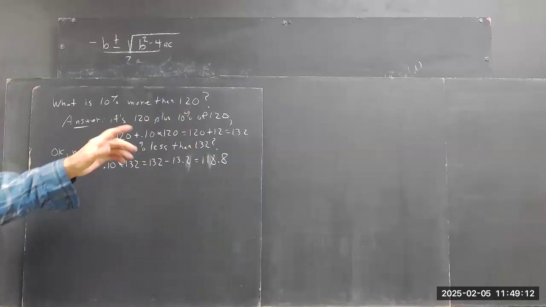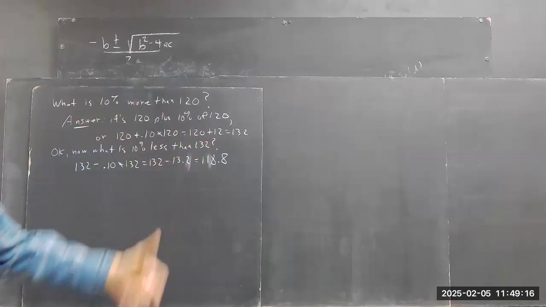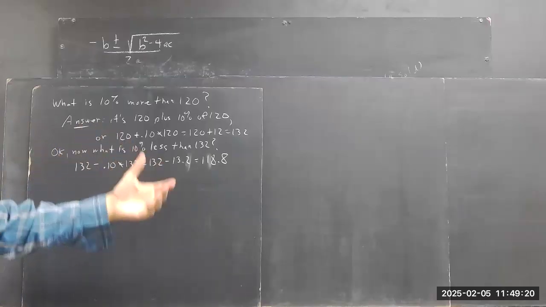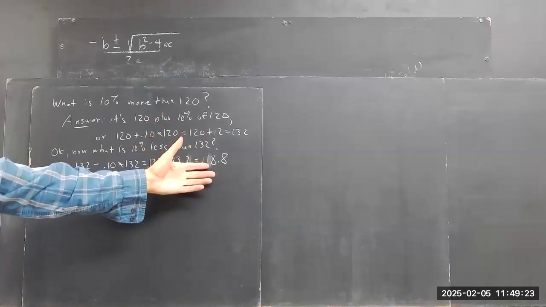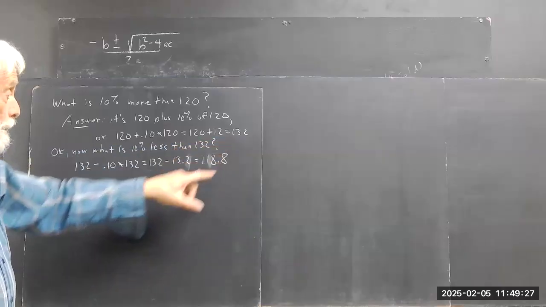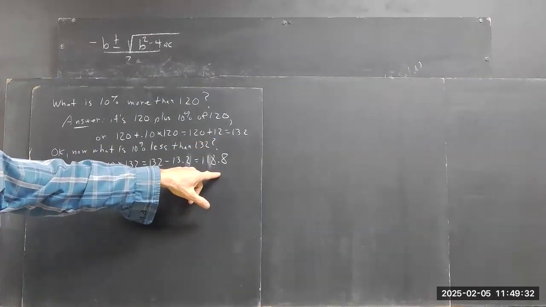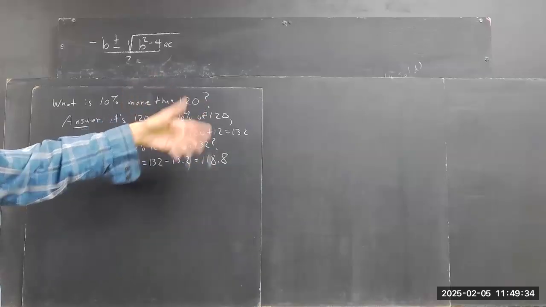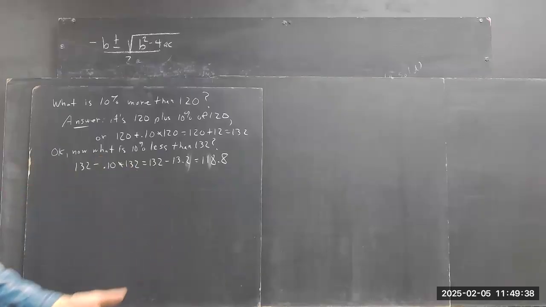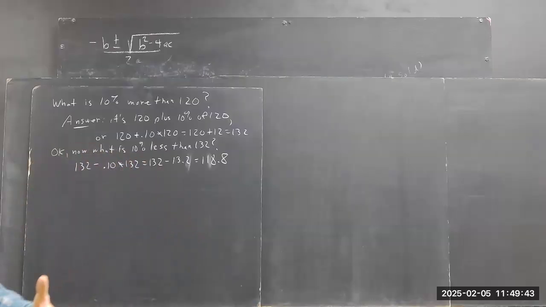It means if you go 10% more than 120, well, that's 12 more than 120, right? 10% of 120. Now, if you want 10% less than 132, you've got to take 10% of a bigger number and subtract it. So where we added 12 here, we've got to subtract 13.2 here, and it's not going to come out the same. And the bigger the percent, the bigger the difference in that. 50% more than 120 is 180. 50% less than 180 is 90.